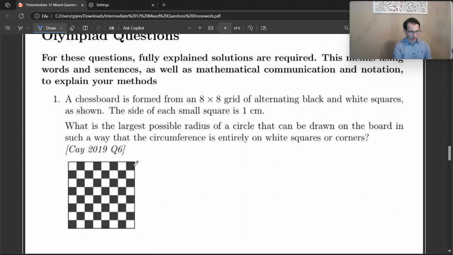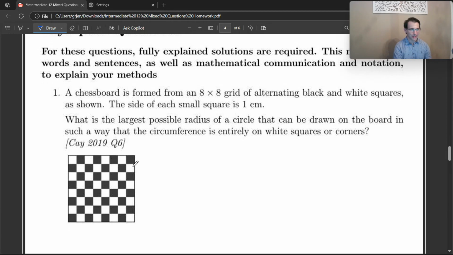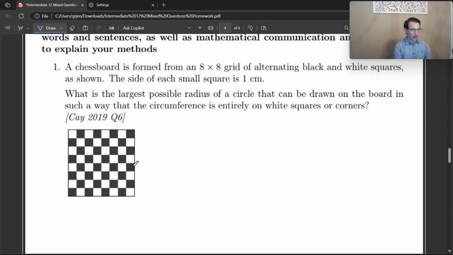Now we get to our Olympiad questions. So now we have to use great words and sentences as well as solid mathematical communication. So let's go. All right, we've got this chessboard, this is an 8x8 grid, and we want to know the biggest circle that can be drawn that's only on white squares.